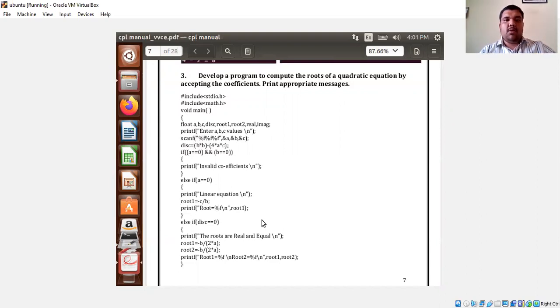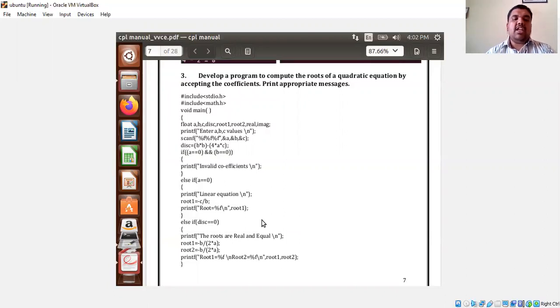So let us analyze the problem statement: develop a program to compute the roots of a quadratic equation by accepting the coefficients. We know that any equation of the form ax square plus bx plus c is equal to 0 is a quadratic equation. If, for example, the value of a is equal to 0, then it becomes a linear equation. That condition we are also going to check in our program. If both the coefficients a and b are equal to 0, then we say that the equation is not in a proper format, or they are invalid coefficients.